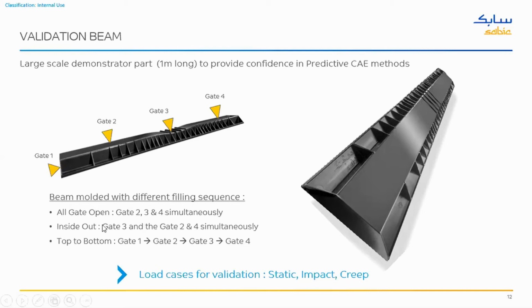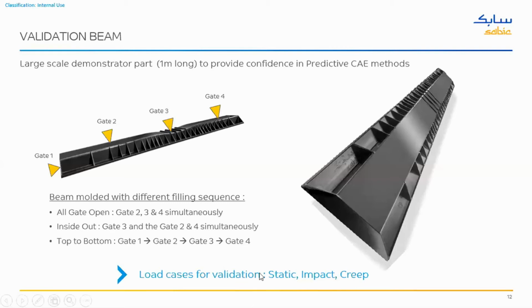With each of these filling sequences, one can imagine there will be variations in fiber orientation as a function of how the flow is defined in the part. That will give us some interesting results on how well the combination of Moldflow, Digimat and the structural software, which here is Abaqus, is able to capture this behavior compared with the experimental results. We also performed experimental studies for static, impact and creep loading conditions, and that is where we did the comparison with the numerical studies.